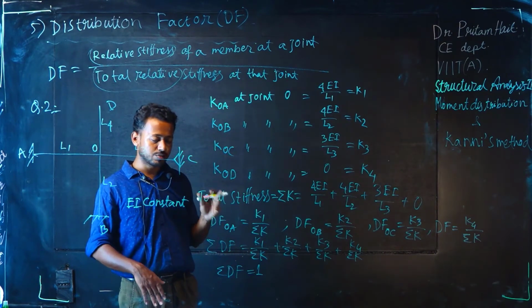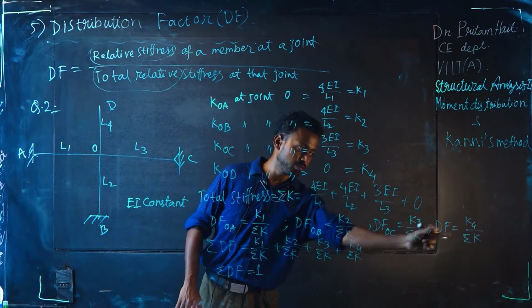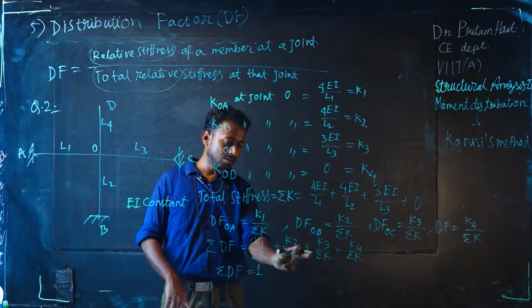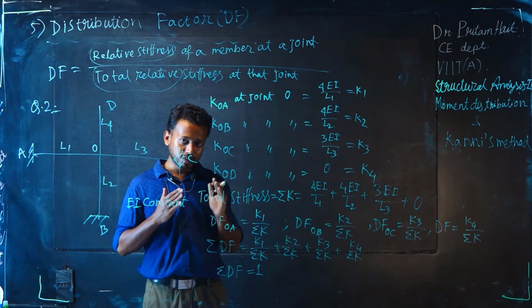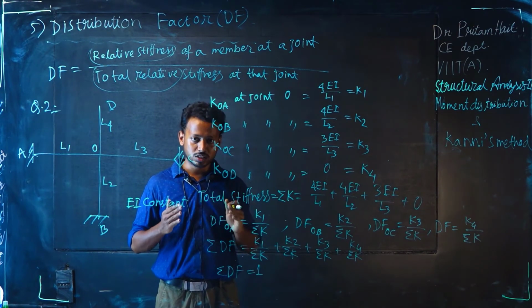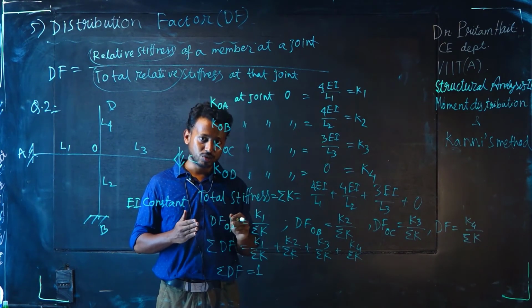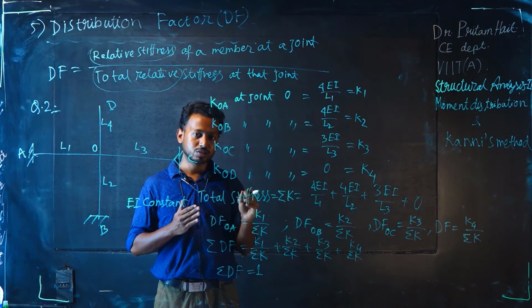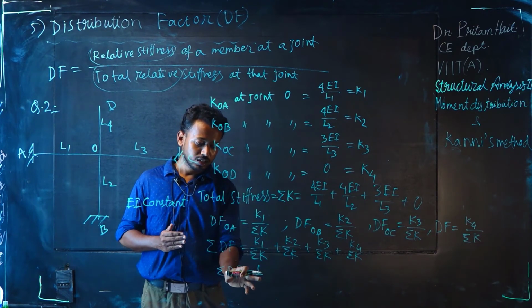So what is the total distribution factor? This distribution factor plus this plus this plus this. The sum of the distribution factors of all members will be the total distribution factor. Always remember that the total distribution factor will always be 1. If it is not 1, then there is some mistake. You can cross check and rectify your calculation, and it must always be 1.